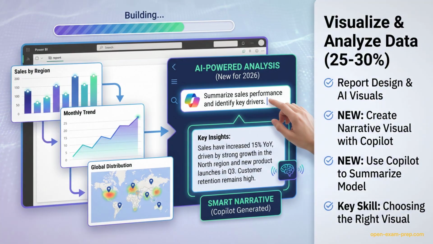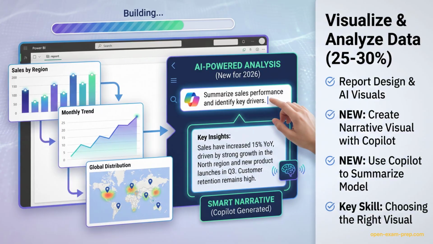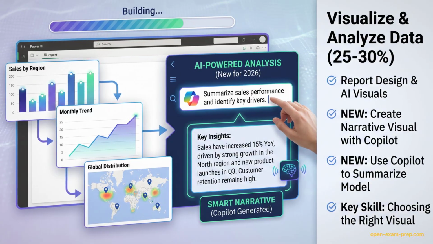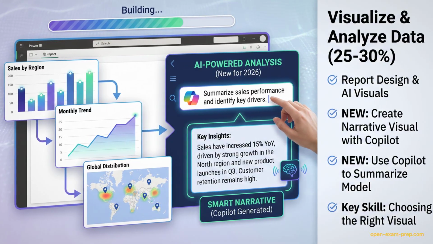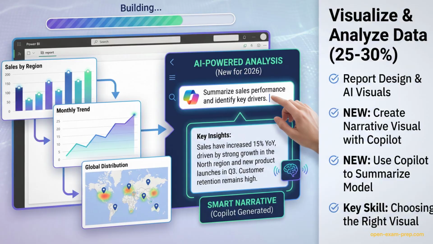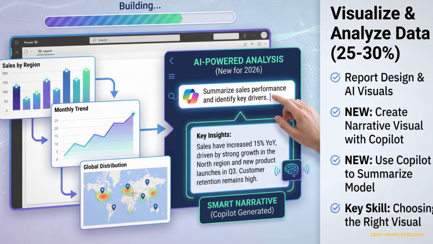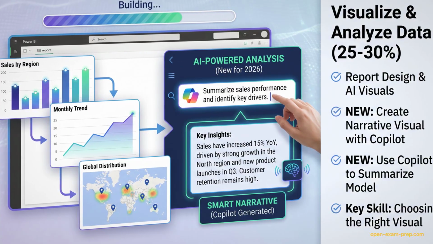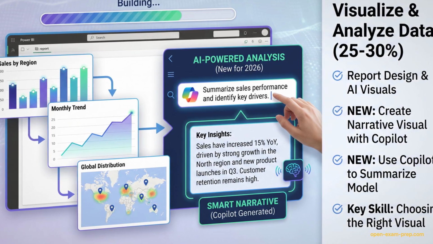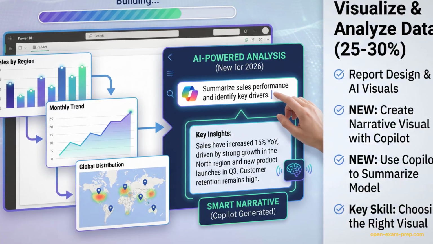The third domain, visualize and analyze, is where your model comes to life. Worth 25 to 30%, it covers creating effective reports. You'll need to choose the right visual for the right question. A line chart for trends, a bar chart for comparisons. The 2026 update adds a big focus on AI and Copilot. You must know how to use Copilot to generate narrative summaries and suggest report content. This section also tests usability features like bookmarks, tooltips, and drill-through for storytelling.